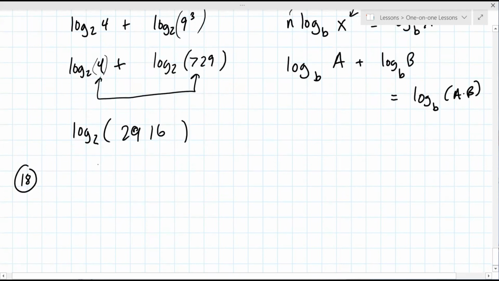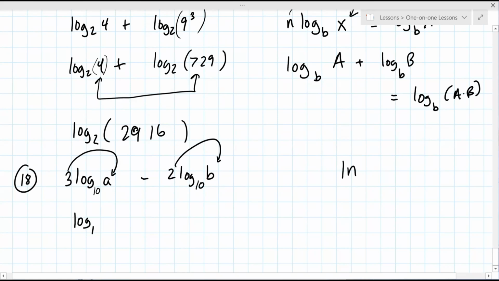18. 3 log a minus 2 log b. First thing here is when the base isn't written, it's 10. So in this case, it's 10. If it's ln, you don't have to write a base, but for log you usually do. Now the first thing you do is bring these exponents up. This is log base 10 of a cubed minus log base 10 of b squared.